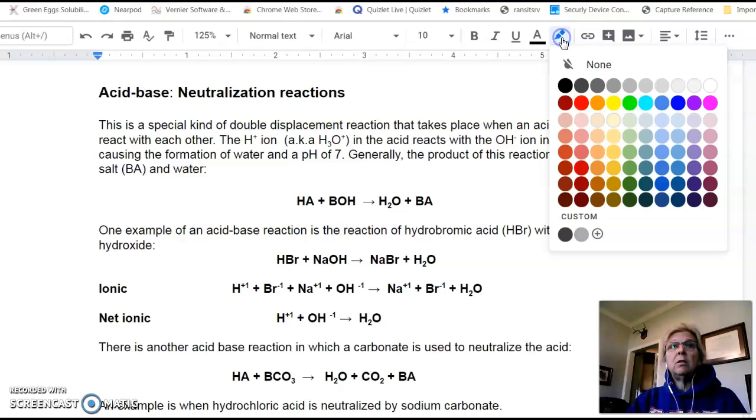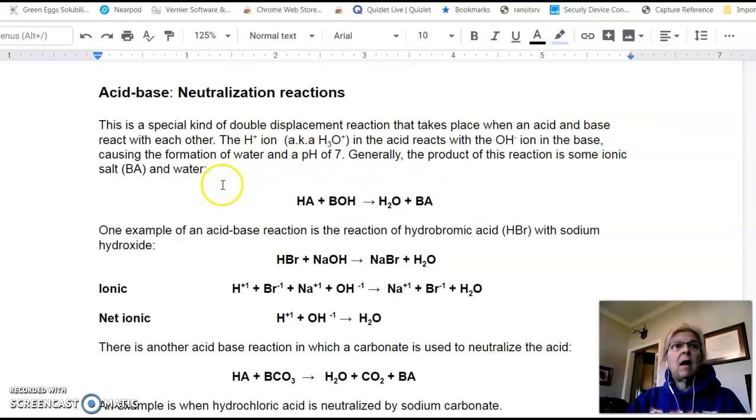And so the first thing I'm going to do is take a look here at what exactly it is. An acid-base reaction is really just a double replacement reaction that takes place, of course, between an acid and a base. And here the H plus ion, also known as the hydronium ion, in the acid reacts with the OH ion in the base. Ultimately, if we have a strong acid and a strong base reacting together, we'll end up with a pH of 7. So what is the overall molecular reaction for an acid-base reaction?